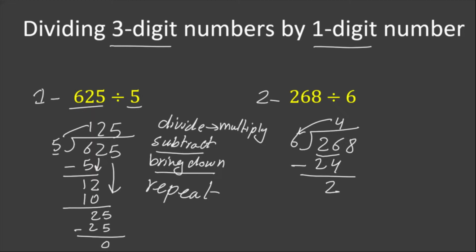So the third step is to bring down. We bring down the digit 8, and again repeat the same step. We first divide. We see how many whole groups of 6 out of 28. We can get 4 whole groups of 6. 4 times 6 is 24. 28 minus 24 is 4. So 4 will be the leftover, and we write it over here, R4. It means our remainder is 4.